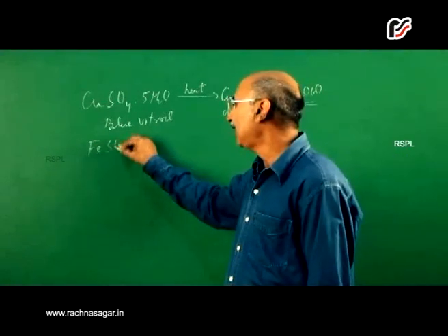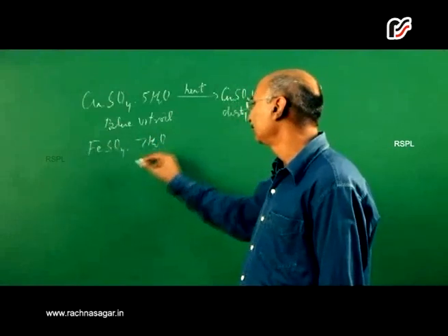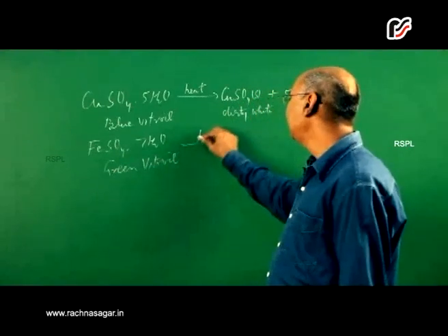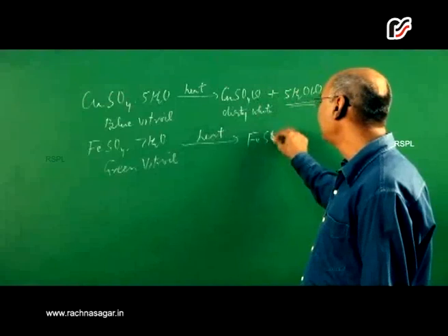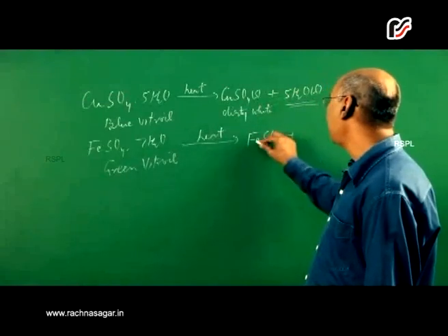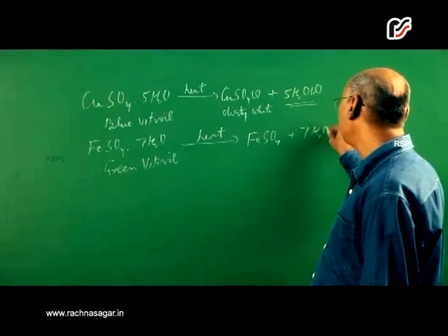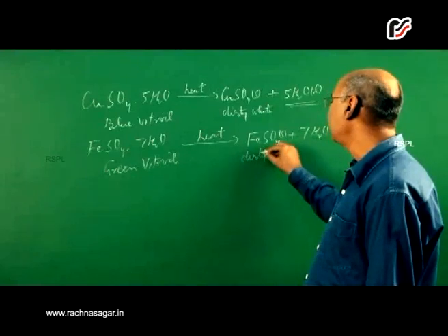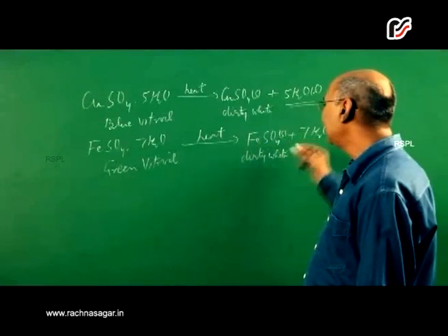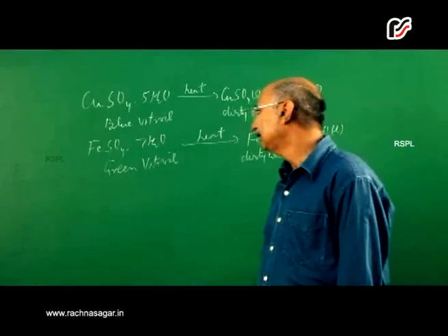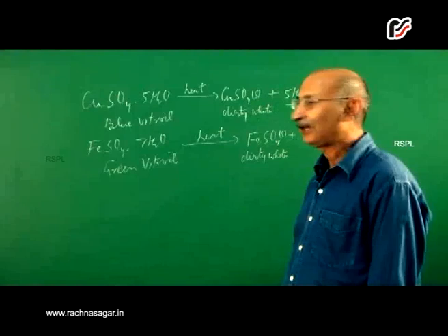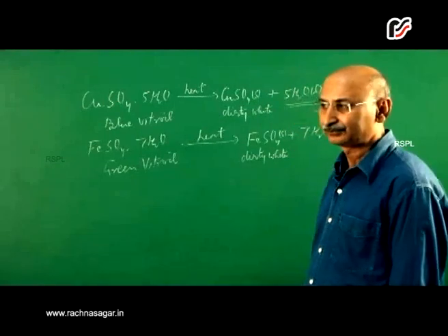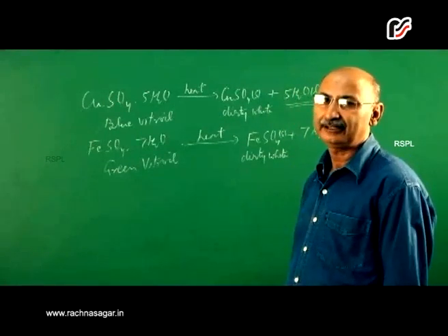These water molecules are called water of crystallization because they are associated with crystals of copper sulfate. Similarly, we have FeSO4 into 7H2O. This hydrated salt is called green vitriol. Green vitriol, when heated, results in the formation of FeSO4, which is called anhydrous ferrous sulfate, plus 7 water molecules get separated. The color of FeSO4 solid is also changed. It becomes dirty white in color. So these reactions show that water of crystallization is present in some salts, and these salts are called hydrated salts. On heating, water molecules get separated, and on cooling we'll get liquid water.